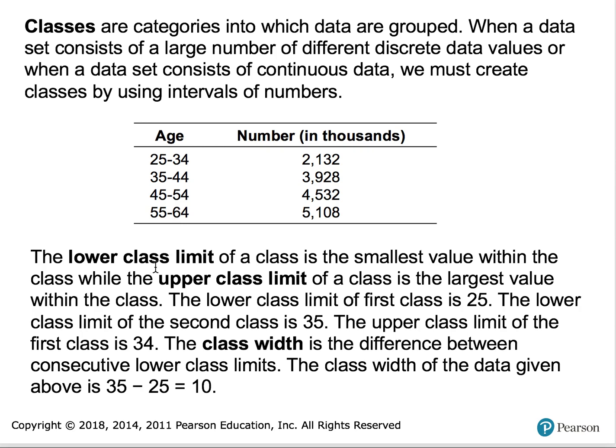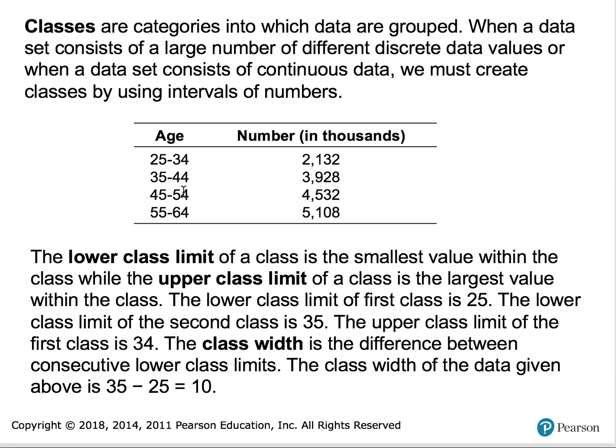Okay, the lower class limit, these are our classes. The lower class limit of a class is the smallest value, and the upper class limit is the largest value. So lower class limit of this is 25. Okay, lower class limit of this one is 35. Upper class limit is 34. Upper class limit of this one is 44.